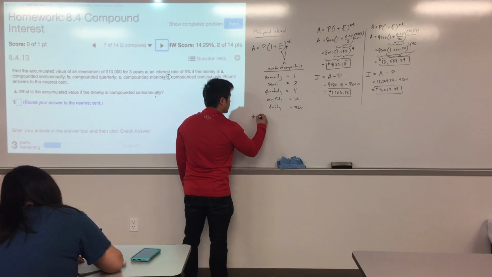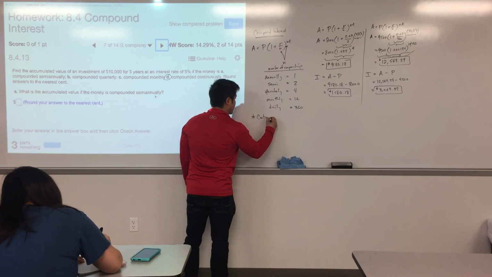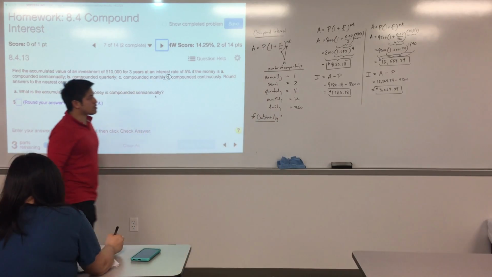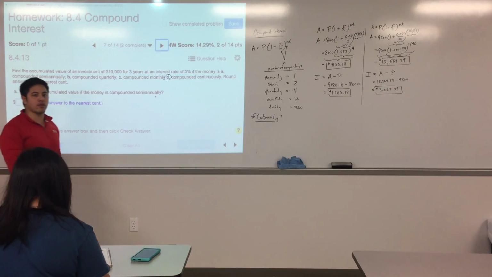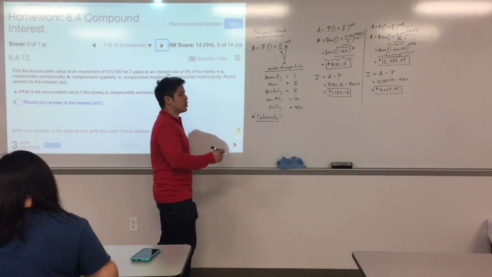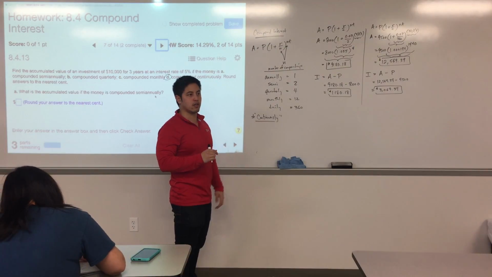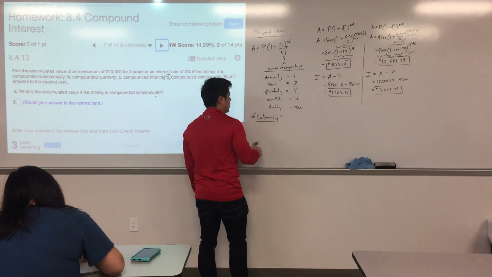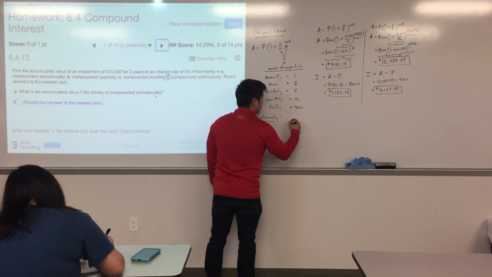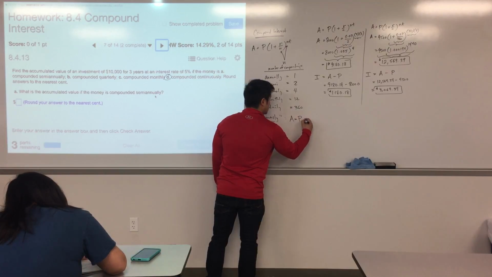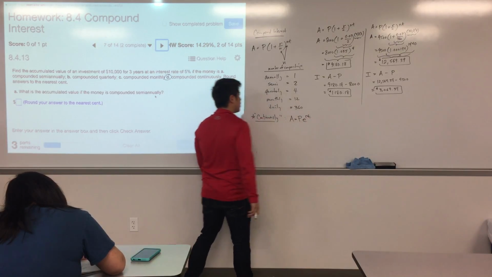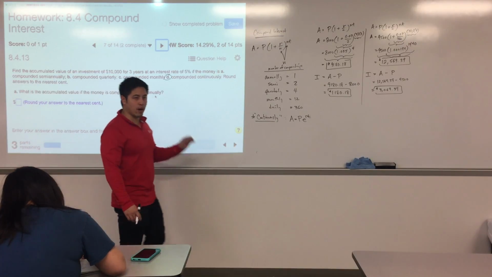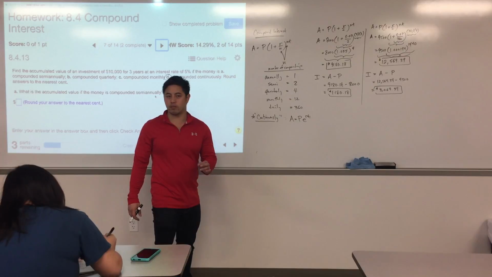And so what we're going to do is have another note here: continuously. Okay? So when you see compounded continuously, you need to use a different equation. When you see compounded continuously, your equation is A equals P times e to the rt. There is an E button on your calculator, and that's what we're going to be using.